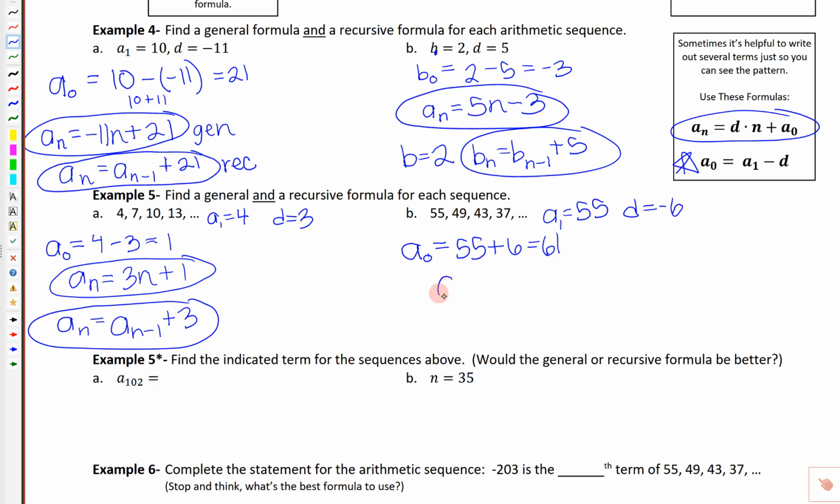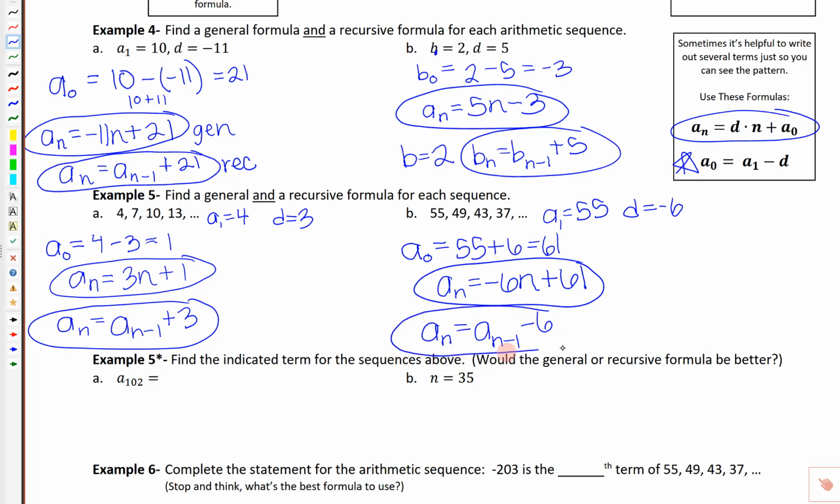And now we can put it in our formula. A sub n equals, okay, our difference is negative 6. That's what we are adding each time. Negative 6n, and our initial term is 61, plus 61. Okay, and our recursive one, a sub n equals a sub n minus 1, we take the term before it, and we subtract 6. We put our difference there. Subtract 6.